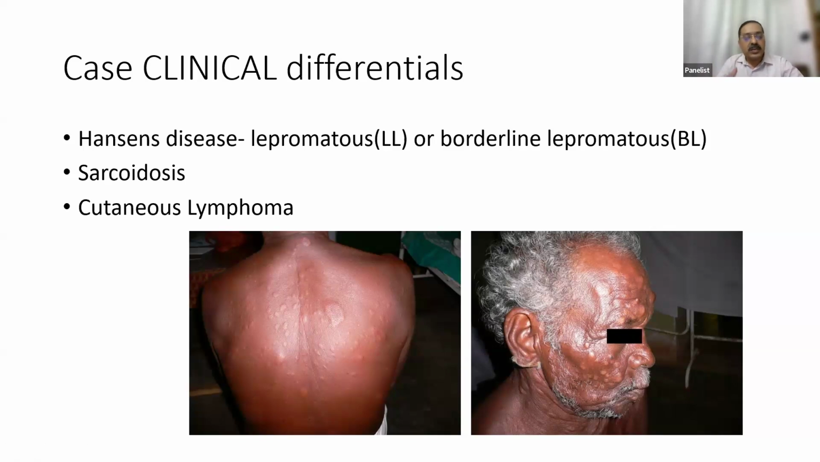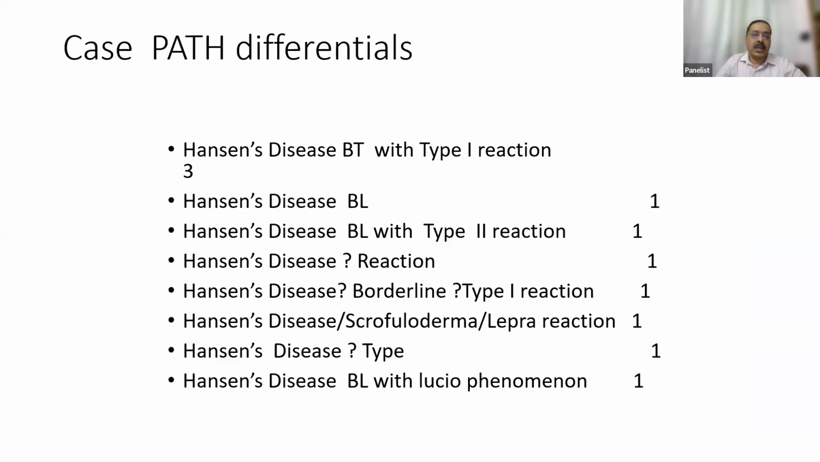But in a lepromatous case, the patient will continue to have these lesions asymptomatically. So he'll carry it and he'll give it to others too. So he's infectious. And with so many infiltrated lesions, I have to think in terms of lepromatous leprosy. Now, this was the pathology differentials which were seen across the state.